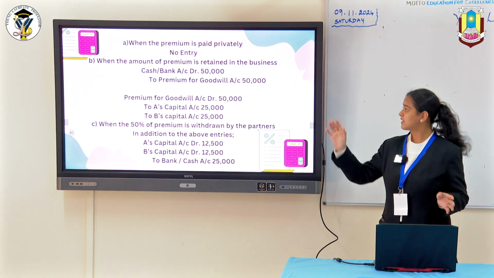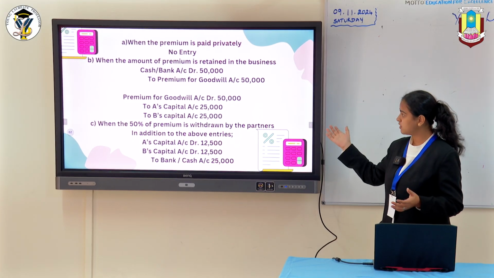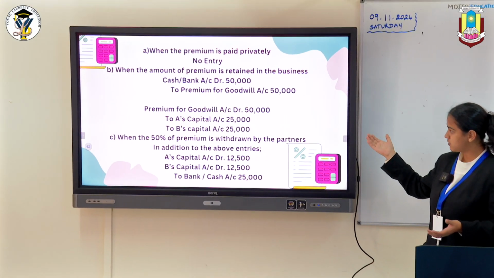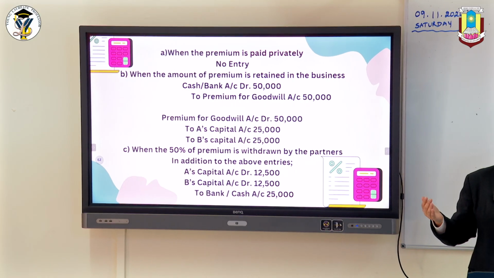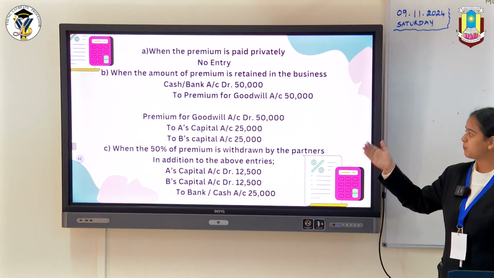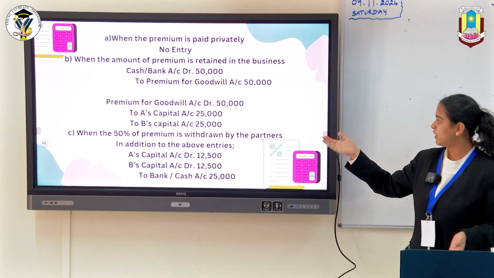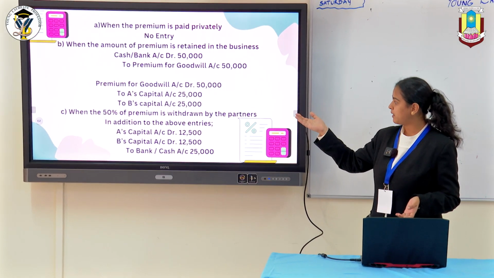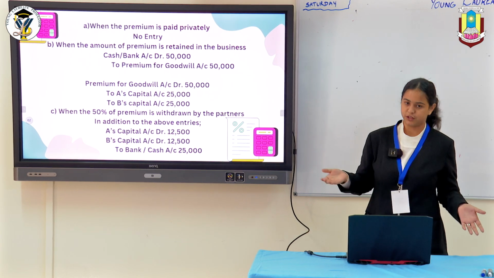So in that case, cash or bank account debit 50,000 to premium for goodwill account 50,000. Now this premium is given to the sacrificing partners. In this case, both the partners are sacrificing, so it will be given to both equally. That is, premium for goodwill account debit 50,000 to A's capital account 25,000, to B's capital account 25,000.